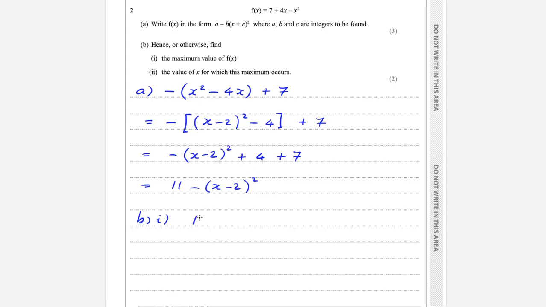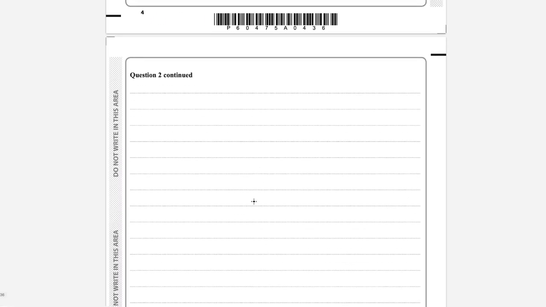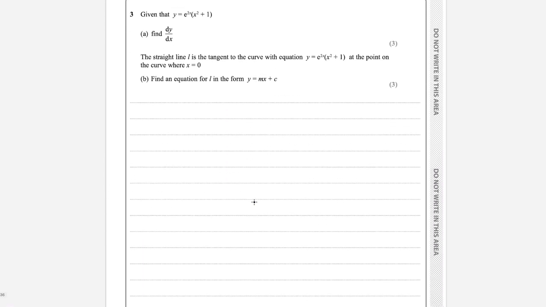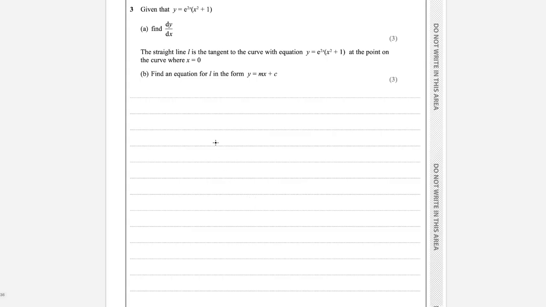So it's just 11. And then the value of x for when this occurs, well, when does this equal 0? Well, when x is 2. So it's just 2. It's basically this number, but the opposite sign. And there we go. That is question 2. Right. Nice, easy start, guys. No doubt this is going to get a lot worse. Question 3.